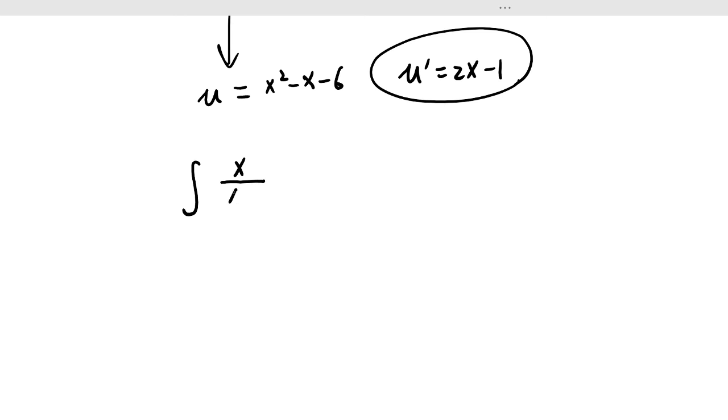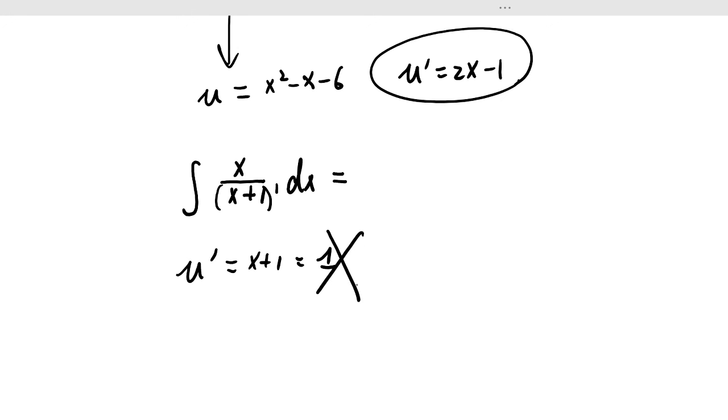The integral of x over x plus 1 dx. I first check the degree is 1, so I consider this a rational function. Now I check my u prime method. U prime of x plus 1 is 1. No good, because I have x on the top. We cannot do it.